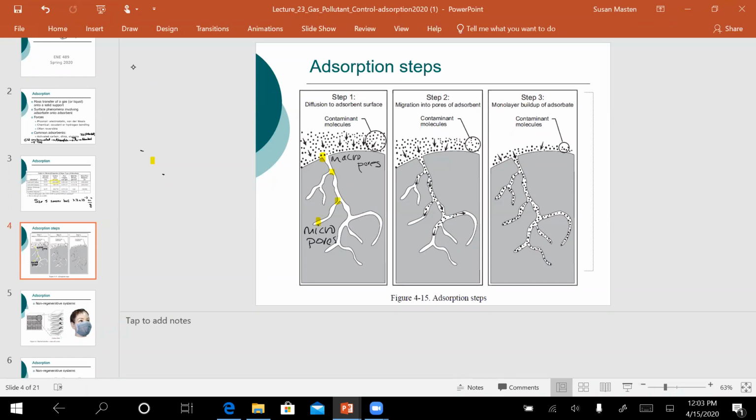So for the most part, the rate limiting step is diffusion, not the actual adsorption process where it adheres to that site.